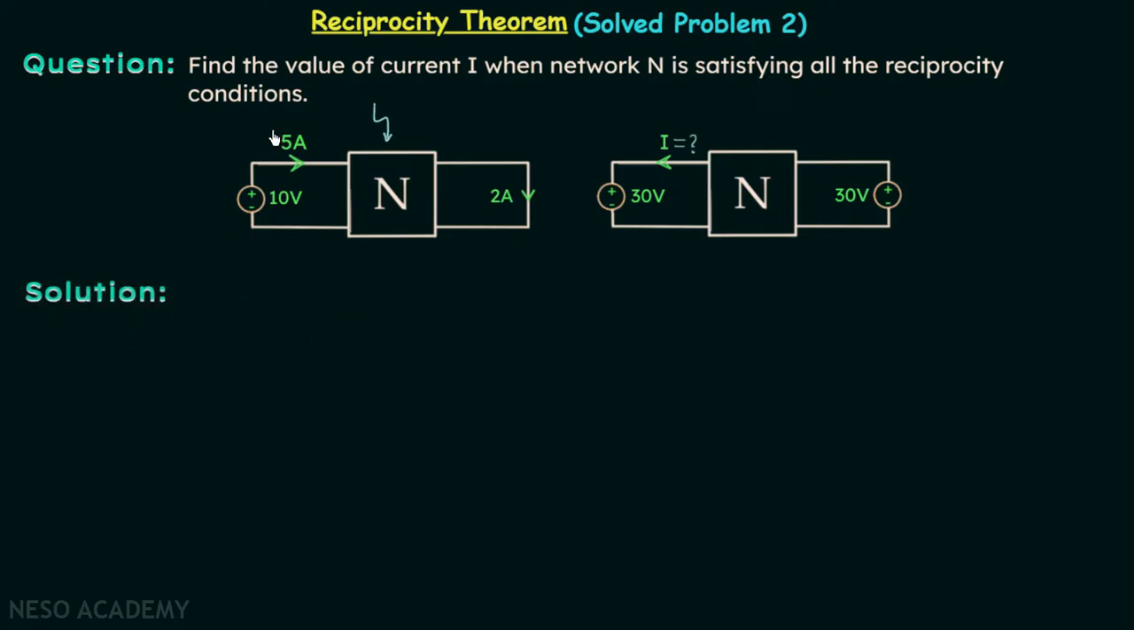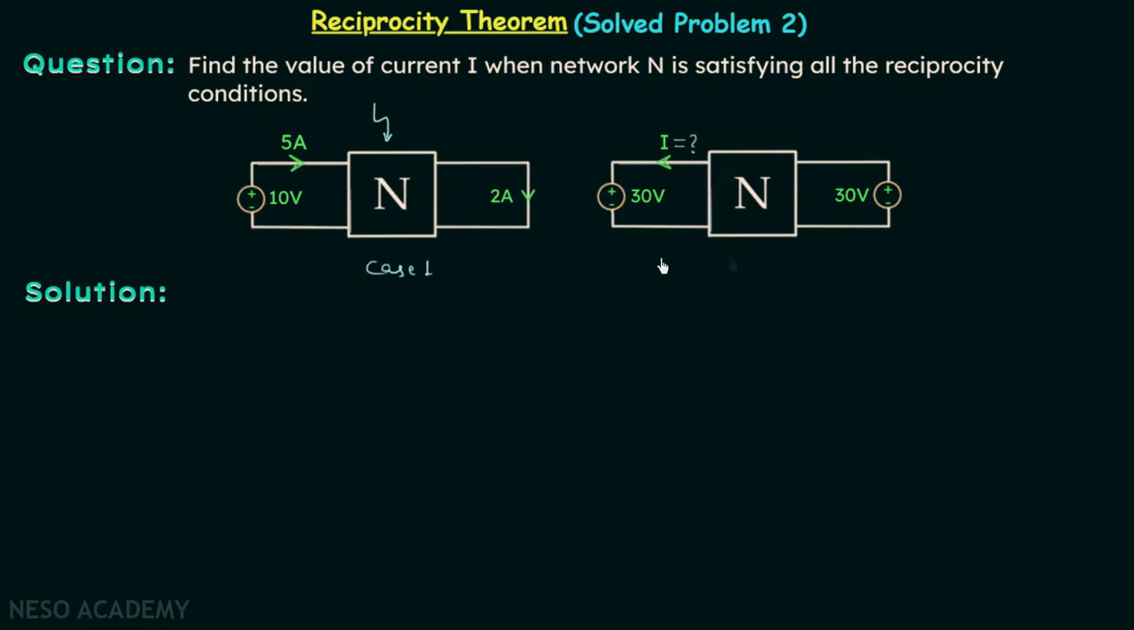I will say this is branch X of network N and this is branch Y of network N. And this one here is our case number 1 and this is our case number 2. In case 1, network N's X branch is having the current 5 amperes entering the network and also one 10 volts source is present. And the Y branch is having current 2 amperes leaving the network.